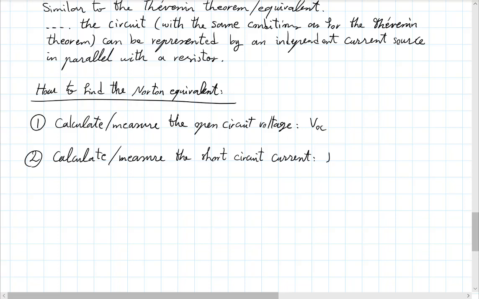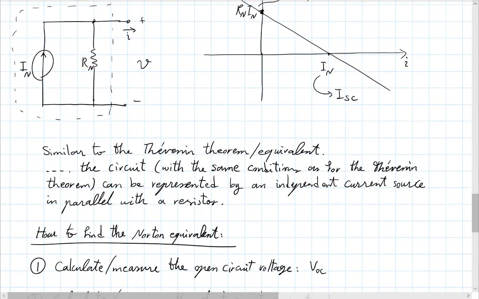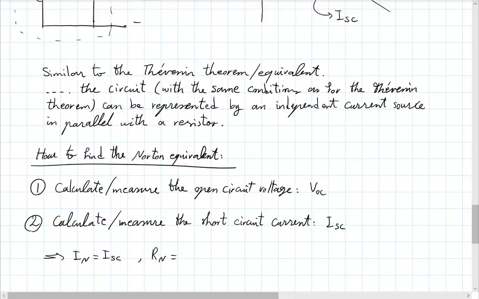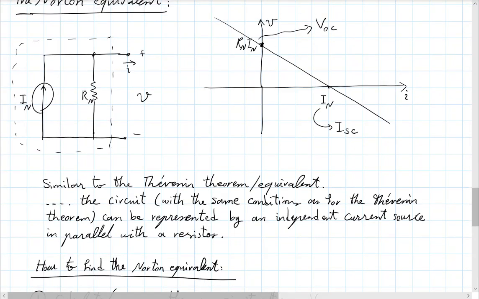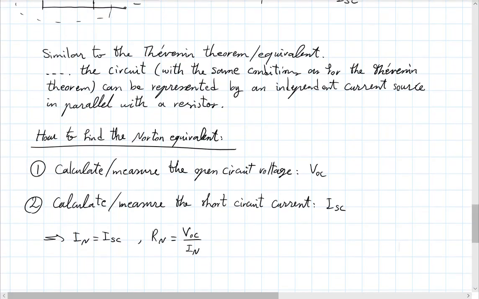And the short circuit current simply corresponds to IN. So then from this you have IN simply as your short circuit current, and RN is simply the open circuit voltage divided by IN, which you already have. Okay, so very similar to finding the Thevenin equivalent.